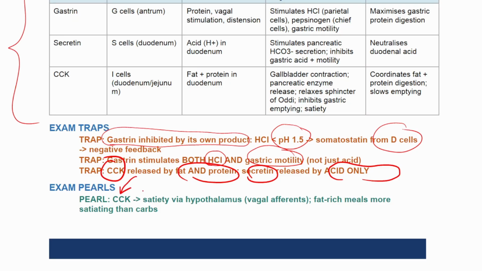CCK is the molecular explanation for why fatty meals feel more filling than carbohydrate meals of the same caloric value. CCK acts via vagal efferent pathways to signal the hypothalamus, reducing hunger. It also slows gastric emptying so food stays in the stomach longer. Both effects contribute to the extended satiety after a fat-rich meal. This is tested in IMAT questions that cross over between GI physiology and appetite regulation.